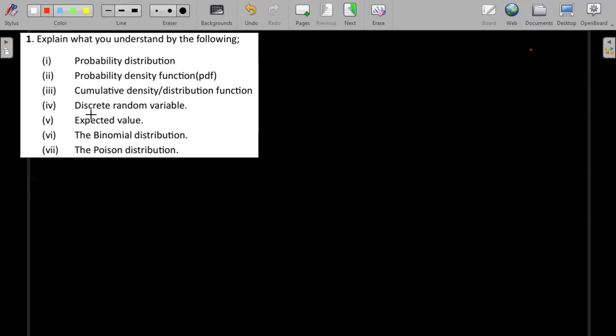Okay, the other one that we have is a discrete random variable. What's a discrete random variable? A discrete random variable is a variable that takes on a countable number of values. We define this when we're doing the introduction to statistics. So this is just a variable that takes on a countable number of values. These values often represent things like the number of customers in a store, or the number of heads in a coin toss. Yeah, so that's the discrete random variable.